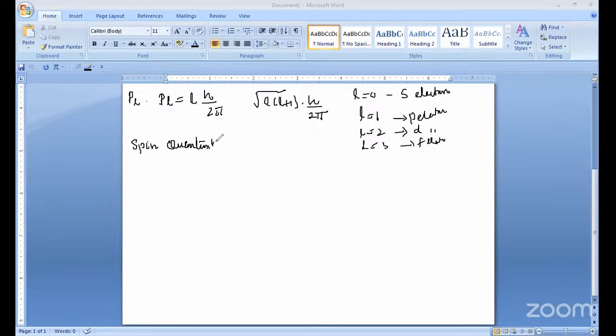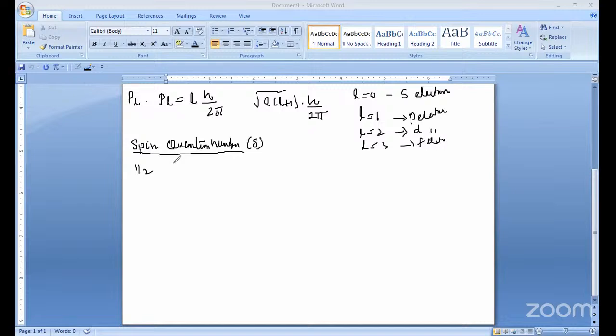Spin quantum number is represented with S. The magnitude of the spin is always equal to half. That is the spin of the electron. In the spin quantum number, the spin of the electron is always half. Okay.